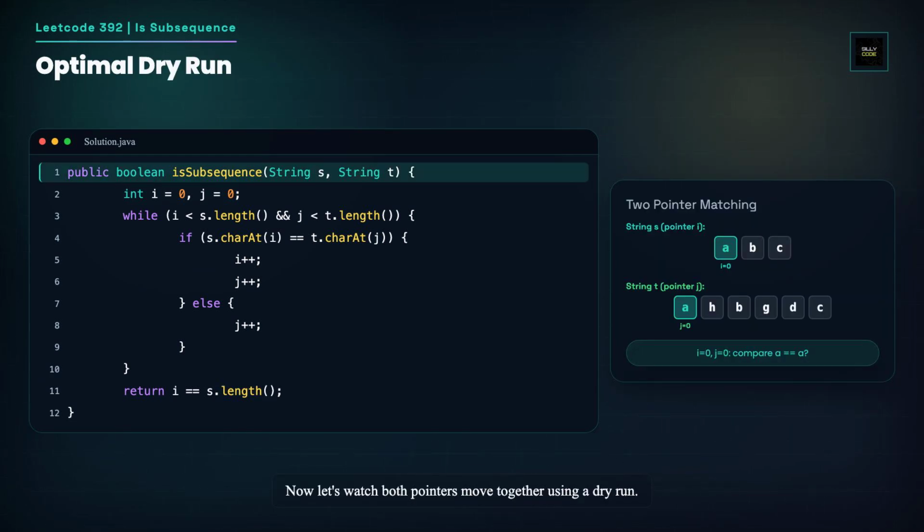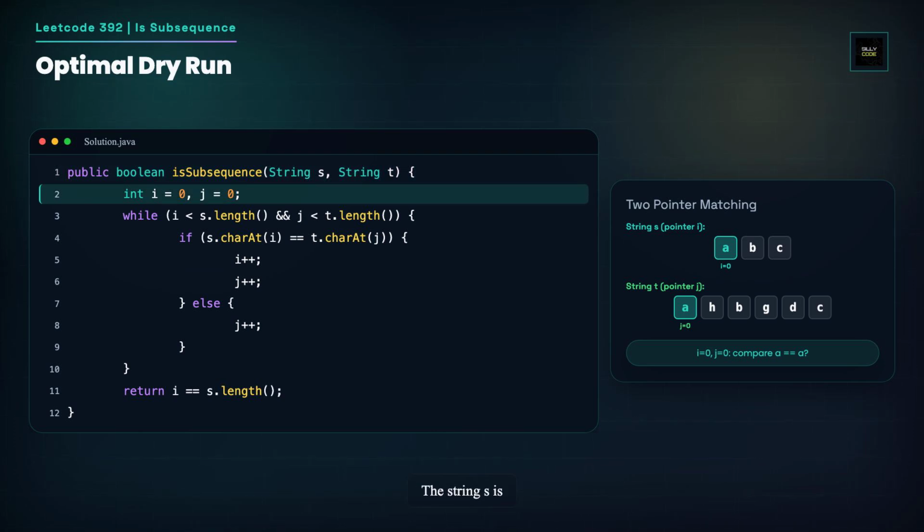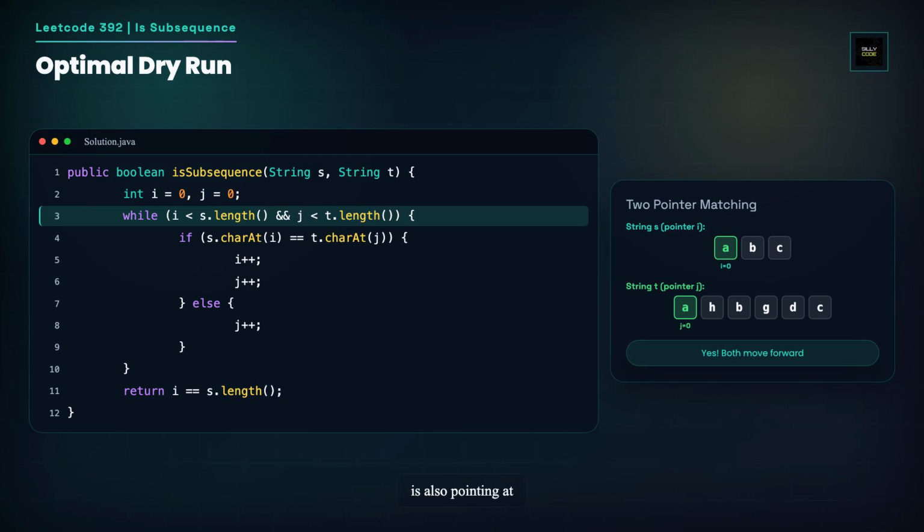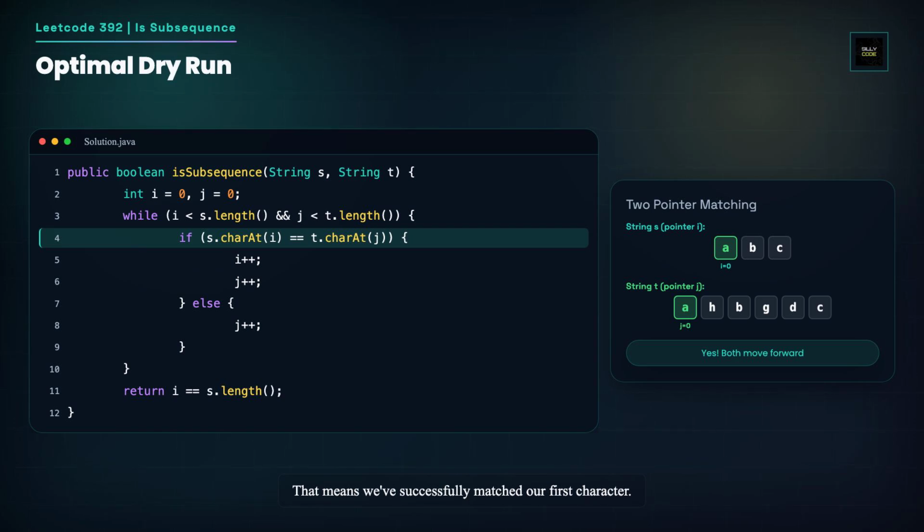Now let's watch both pointers move together, using a dry run. Let's walk through the same example one last time. The string S is ABC, the string T is AHBGDC initially. Pointer I is pointing at A in string S. Pointer J is also pointing at A in string T. Now, let's compare the two characters. Do they match? Yes. That means we've successfully matched our first character. So both pointers move forward.